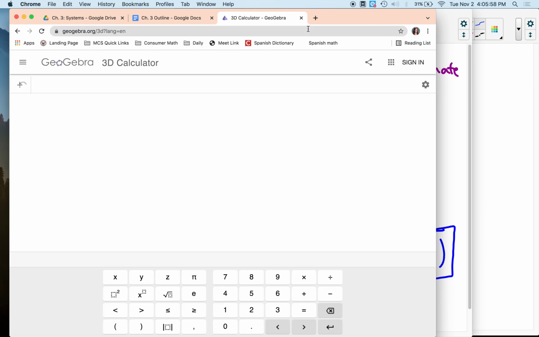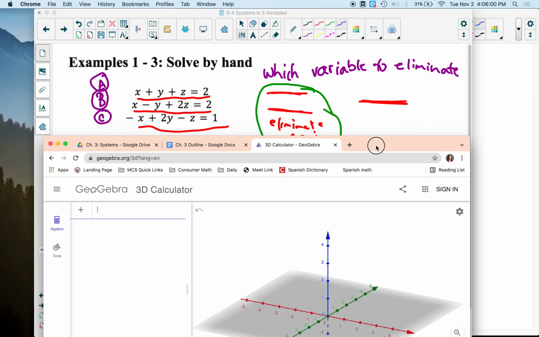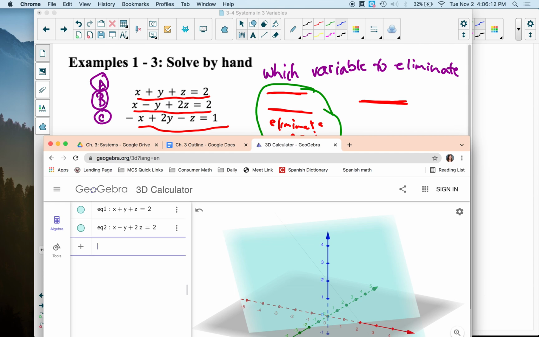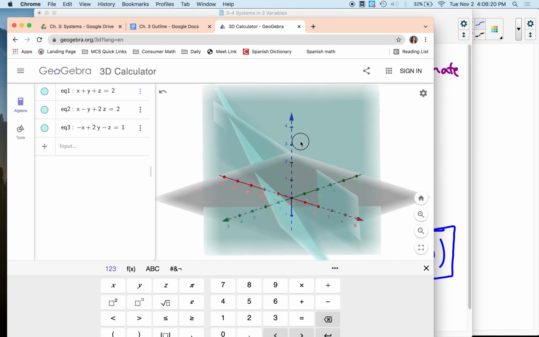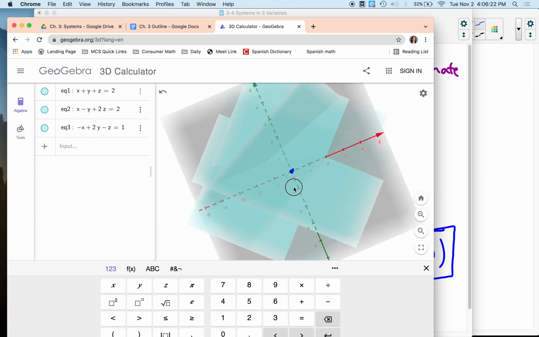All right, so let's take a look at this. This is a great resource if you haven't played around with it. I'd recommend doing it. It's kind of fun. Might blow your mind a little bit. I'm going to plug in all 3 of my equations, x minus y plus 2z equals 2, and then negative x plus 2y minus z equals 1. And so I start the situation where I have these 3 planes.